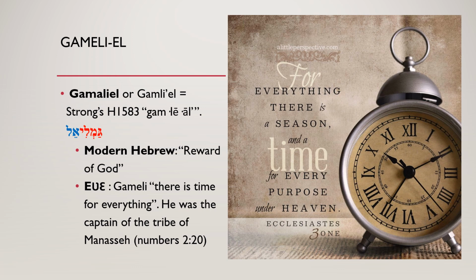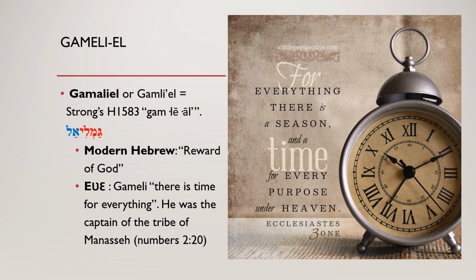Now, let's look at another name, Gamaliel. It is found in Strong's H1583 and pronounced there as Gamaliel. If you look at the consonantal biblical Hebrew writing, it is a two-part name. The first part is Gamali, or Gamli, which is Gimel Mem Lamed Yod. The second part is Al, or El. That's Aleph Lamed.